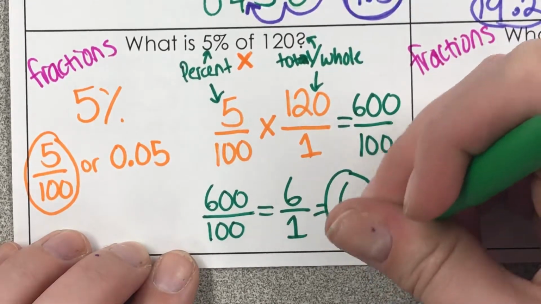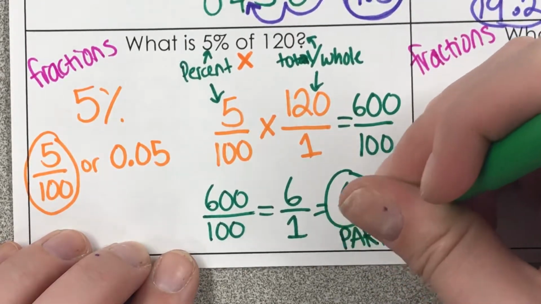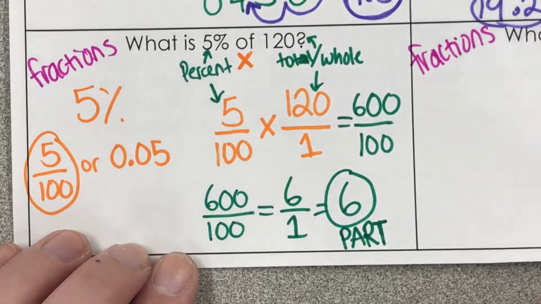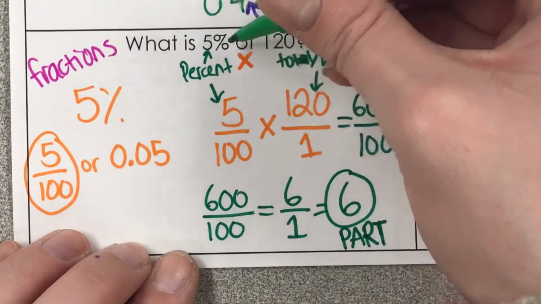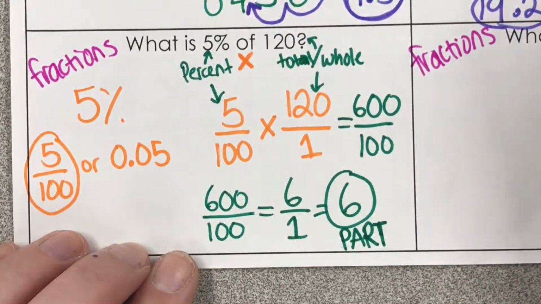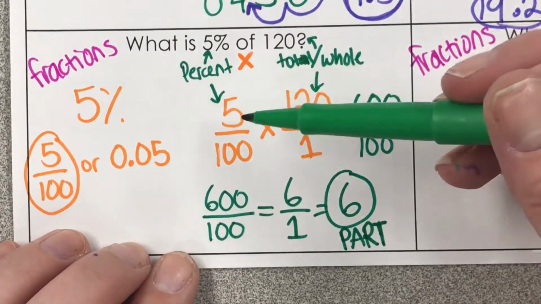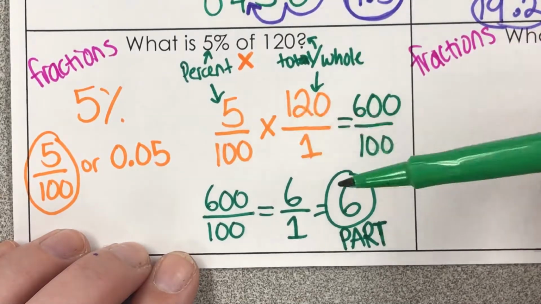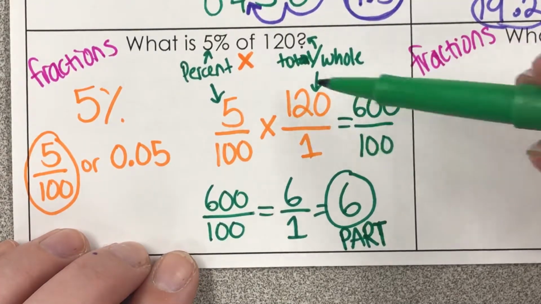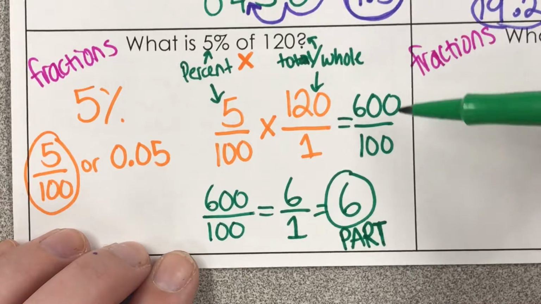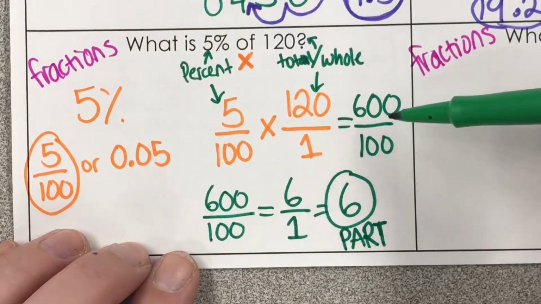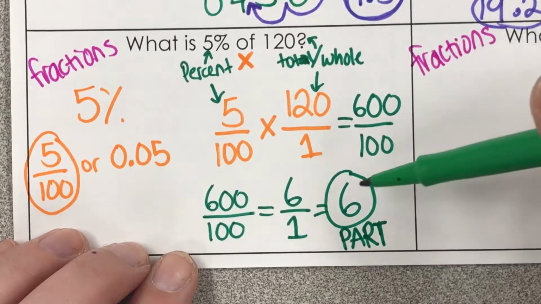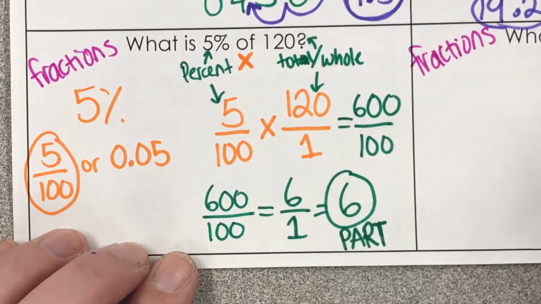That is your part. So what is 5% of 120? 6 is 5% of 120. So make sure you have all of that. Your setup, your percent is set up as a fraction. Your whole number is also set up as a fraction. And then you need to simplify. If you just left it as 600 over 100, I'd be very disappointed because you can easily simplify that. And you need the final single part.